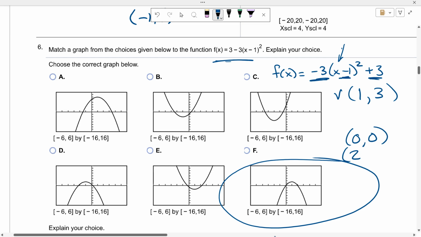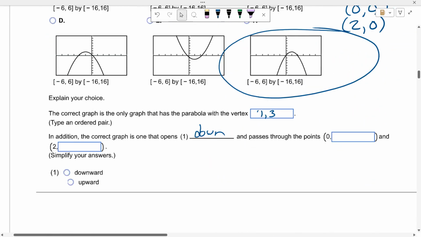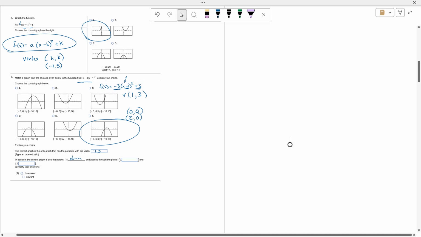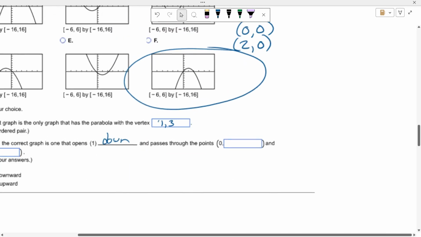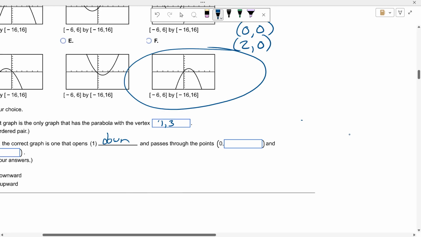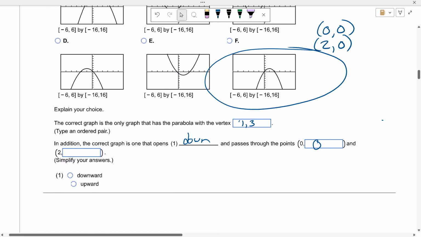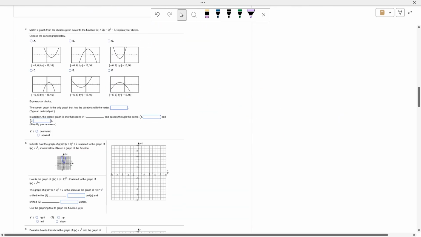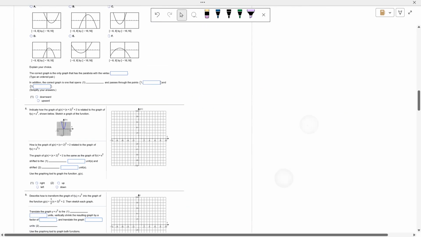If we put in 2, it's 2 minus 1, 1 squared is 1, times negative 3 is negative 3, plus 3 is 0. 2, 0 is also a point. So 0, 0 and 2, 0. Okay? Graphs of parabolas. So you'll have a couple of those.